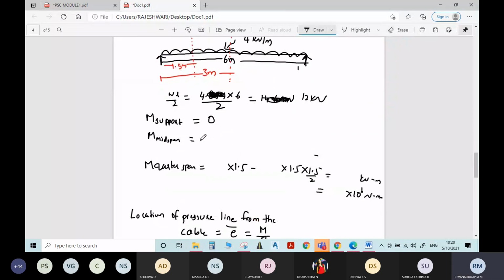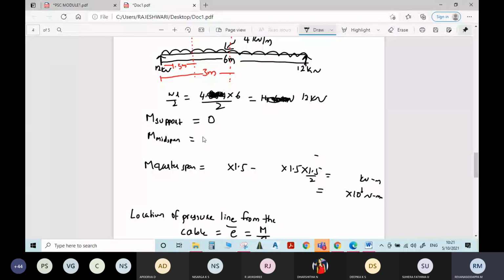What is the moment at midspan? Anyone solved? Midspan moment, tell me. Reaction is 12 kilonewton on either side. 12 kilonewton here also. How much moment at midspan? Anyone? 18, sir. Yes, it is 18. Correct.